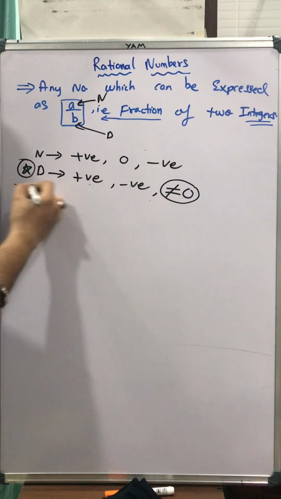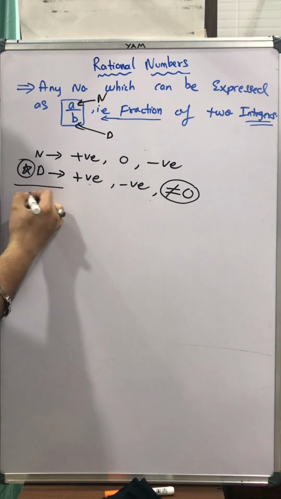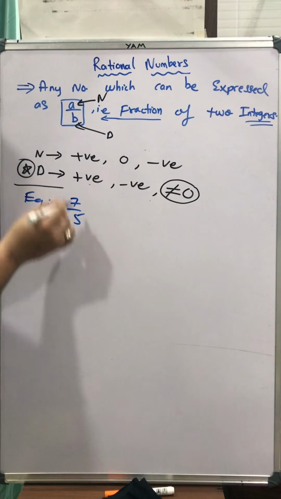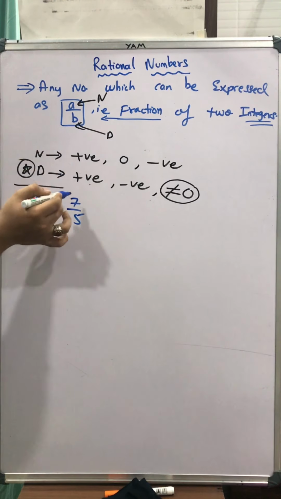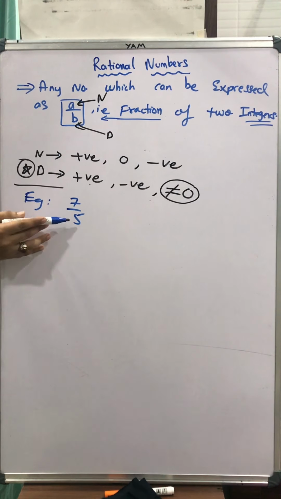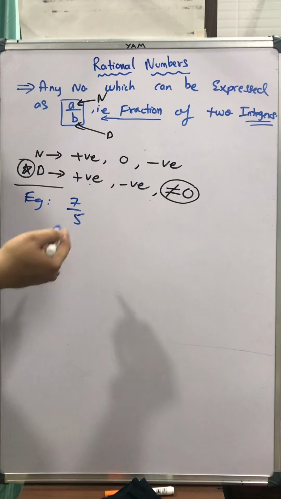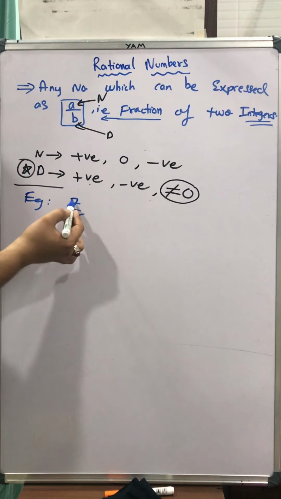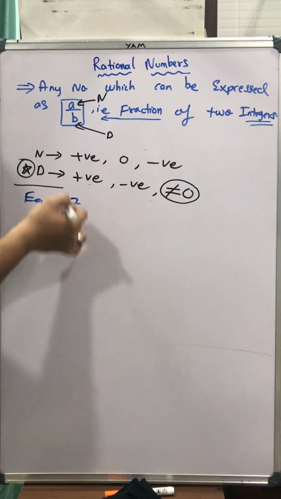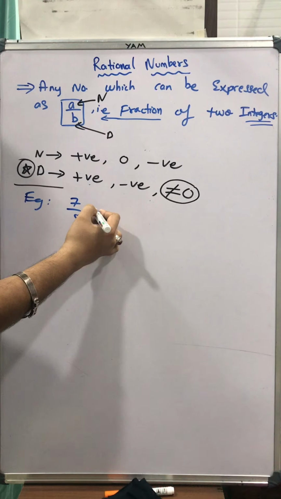Let's take some examples to understand in a better way. Example, 7 upon 5. Can you compare this a upon b with 7 upon 5? At the place of a I have 7, at the place of b I have 5. So students, will you say that 7 upon 5 is a rational number? Yes, of course. 7 is an integer, 5 is an integer, so it's a fraction, and it's a rational number.